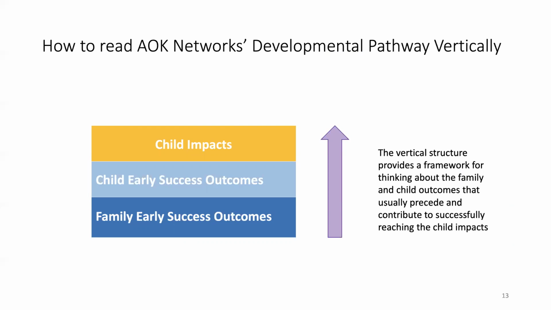So I know that this is nothing new to all of you, but I want to just make sure that it was explicitly clear that this developmental pathway is designed to represent what we know about how family outcomes influence child outcomes, and then how some child outcomes influence other child outcomes. So this is something that is just important to recognize as we work with the developmental pathway.